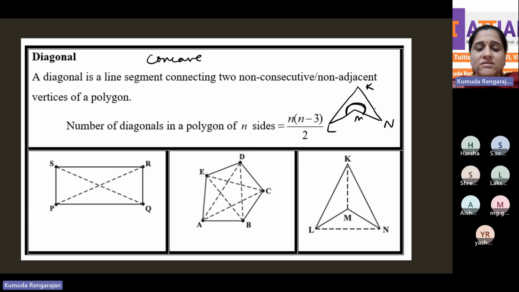And talking about the diagonals, the quadrilateral is KLMN. Join K to M, it's a diagonal. And join L to N, it's a diagonal. This is not to be mistaken for a triangle. You can see the diagonals in dotted lines, KM and LN, representing the diagonals of the concave quadrilateral KLMN.